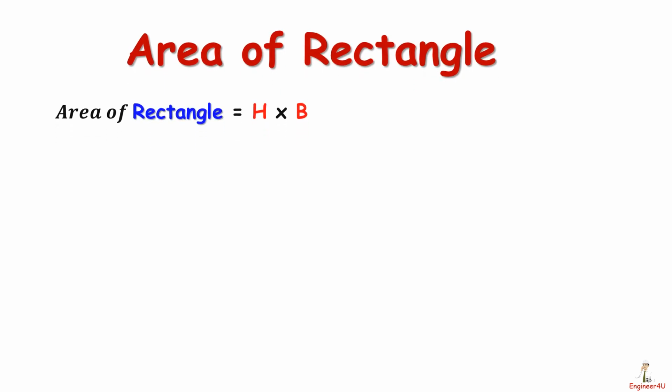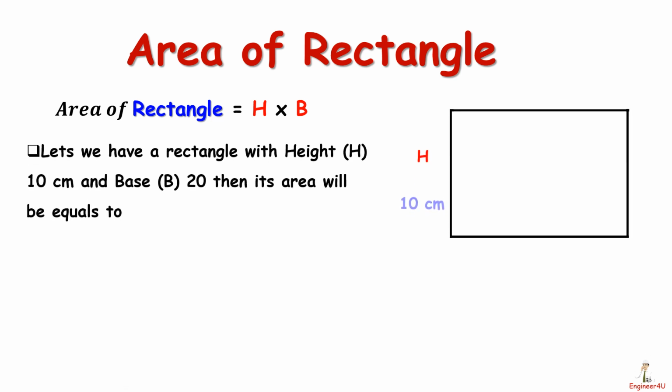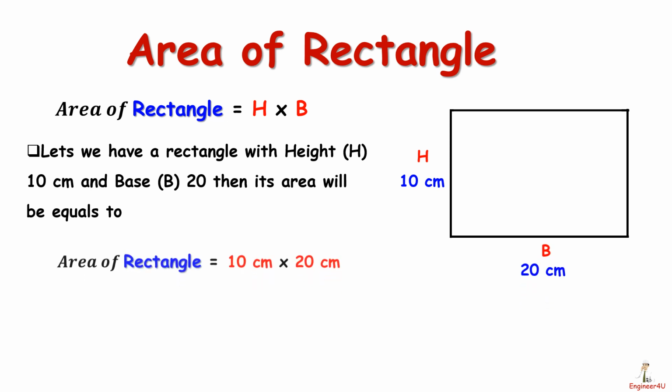Second simple geometry is rectangle. Area of rectangle is equal to height times its base. For example, let's say we have a rectangle with height h equal to 10 cm and base b equal to 20 cm. Then its area will be equal to 10 cm multiplied by 20 cm. That is 200 cm².